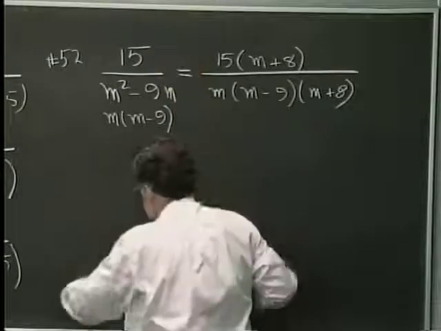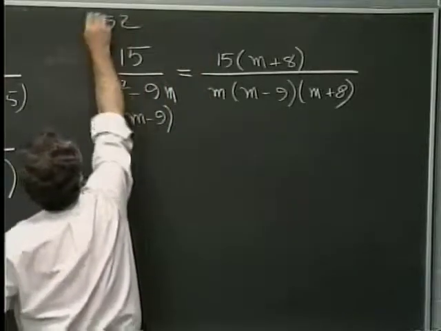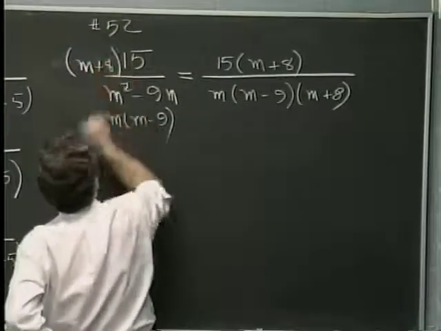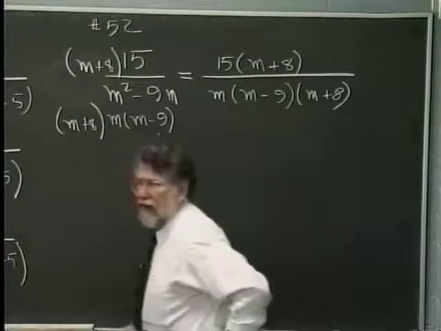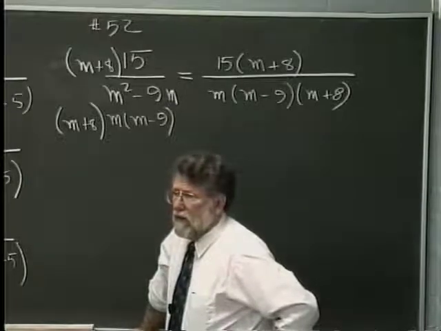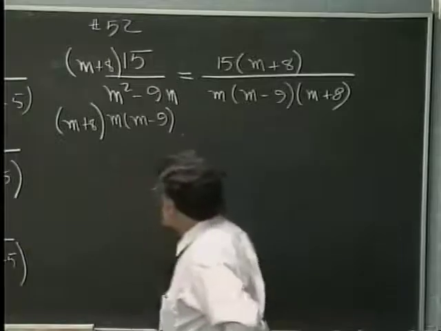I don't know that I have room enough the way I've written that, so I think I'll put the 52 up here and then just say, if I multiply here by m plus 8 and multiply here by m plus 8, I have the LCD, and so the numerator's done. A very similar problem, maybe this will help.